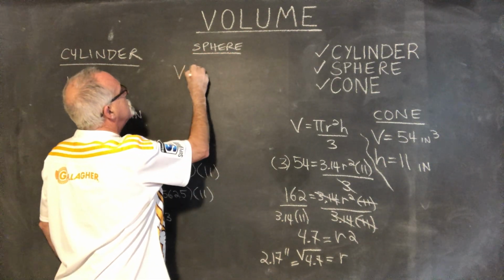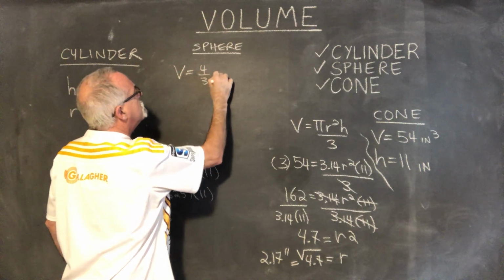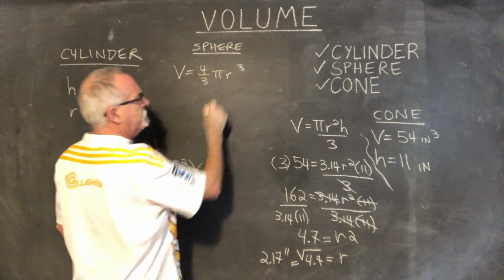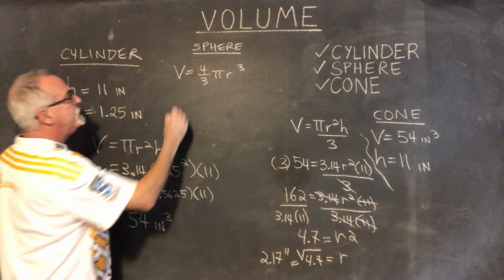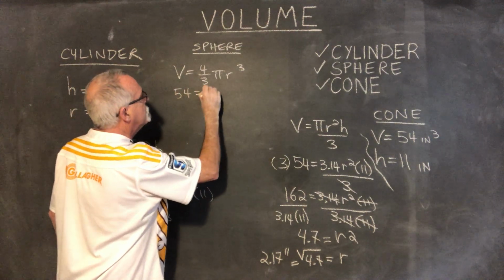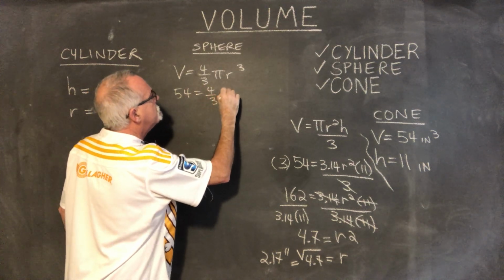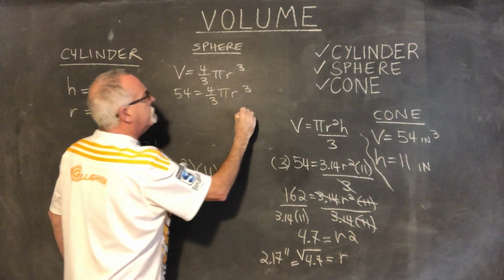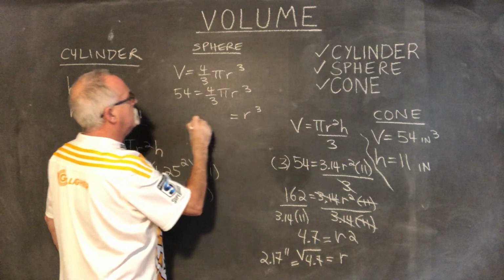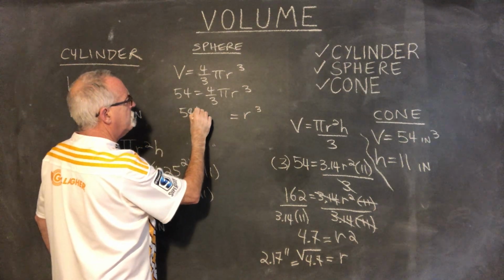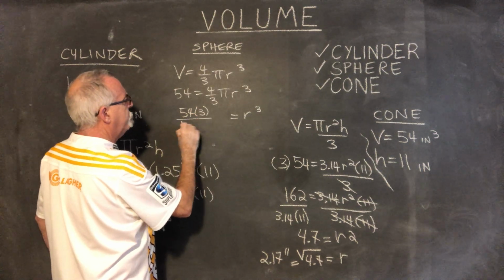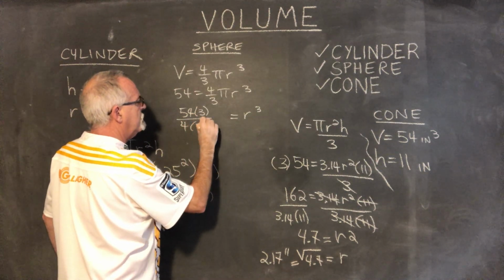The volume is 4/3 pi r cubed. I wanted the same volume, remember. The volume is 54 equals 4/3 pi r cubed. Therefore, my r cubed is going to be equal to 54 times 3 divided by 4 and divided by pi.